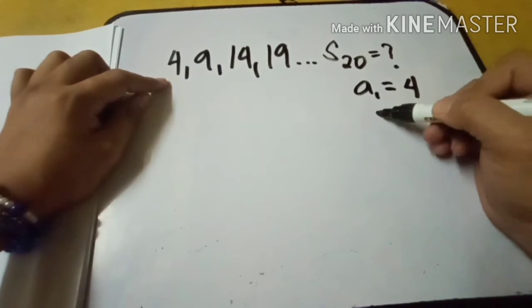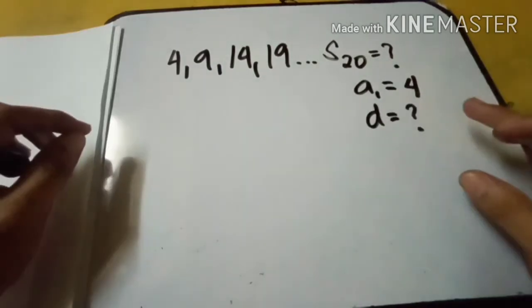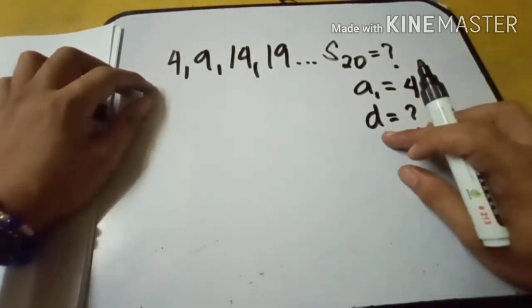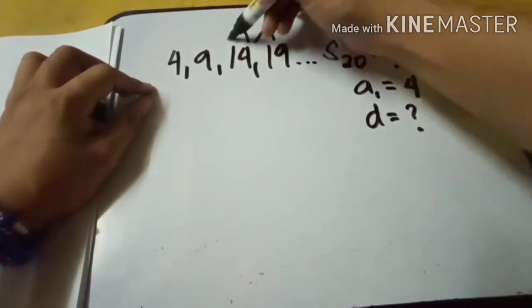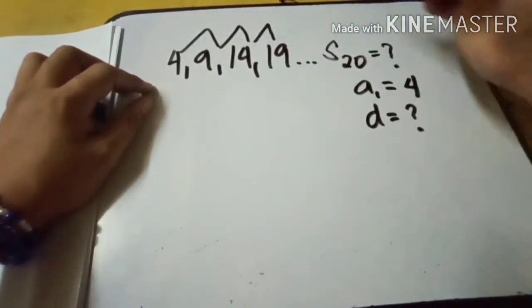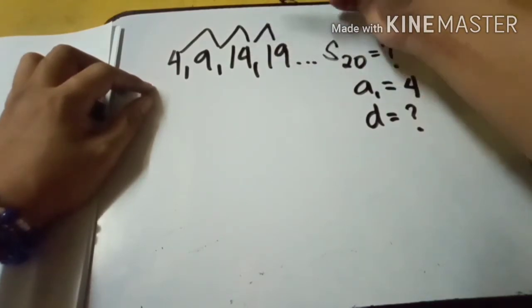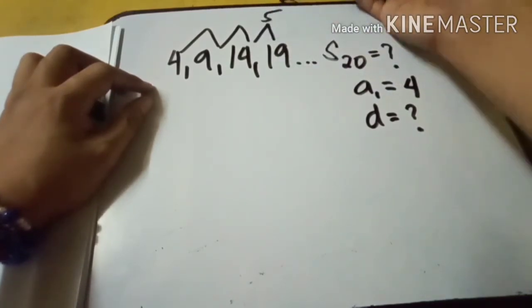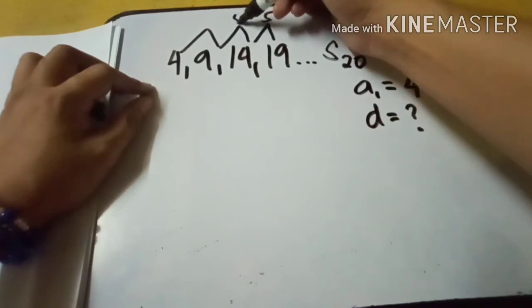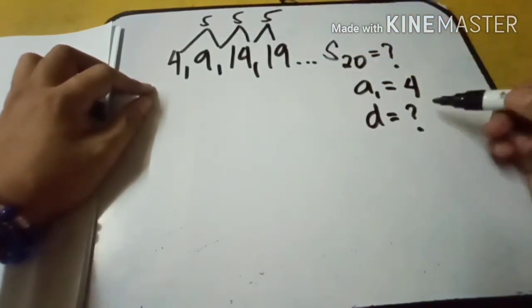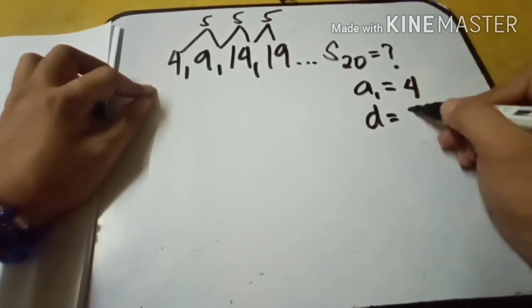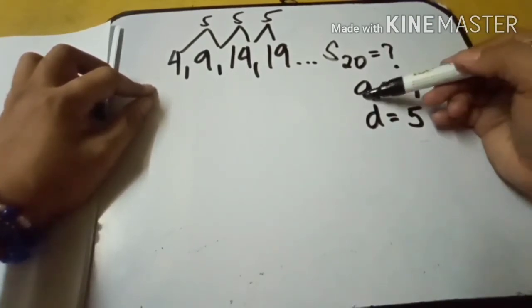And the only problem is the common difference. But we can determine the value of the common difference simply by subtracting these terms from last to first. So 19 minus 14 will give us 5, am I right? 14 minus 9 will give us 5, and 9 minus 4 will give us 5. So therefore, the common difference is 5.